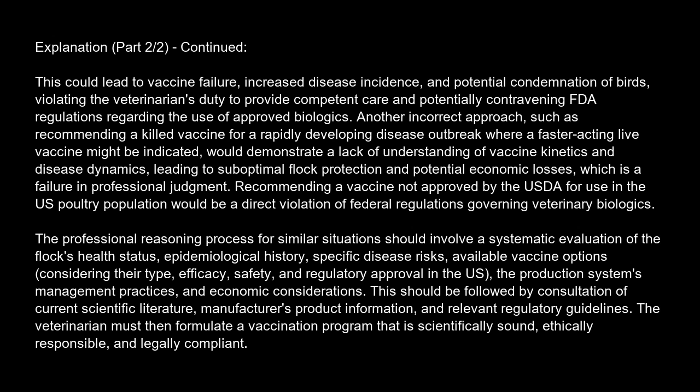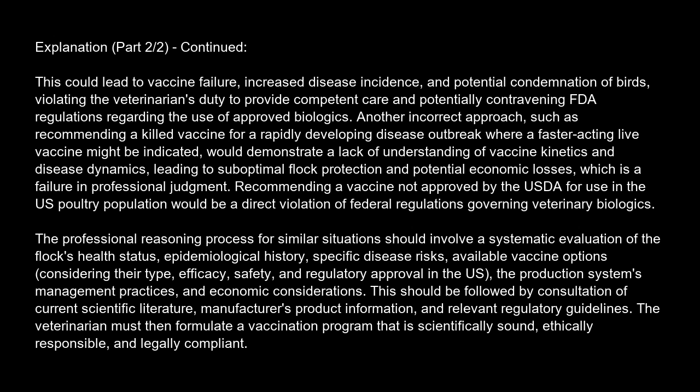Another incorrect approach, such as recommending a killed vaccine for a rapidly developing disease outbreak, where a faster-acting live vaccine might be indicated, would demonstrate a lack of understanding of vaccine kinetics and disease dynamics, leading to suboptimal flock protection and potential economic losses, which is a failure in professional judgment. Recommending a vaccine not approved by the USDA for use in the U.S. poultry population would be a direct violation of federal regulations governing veterinary biologics.